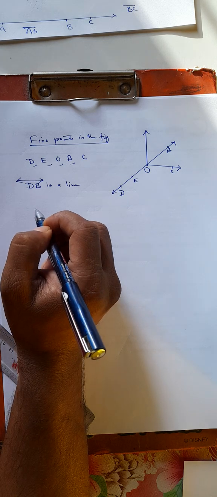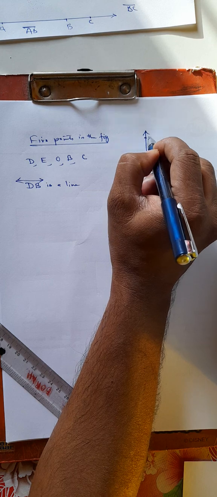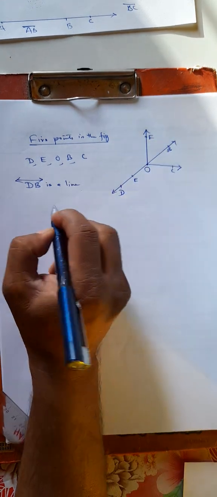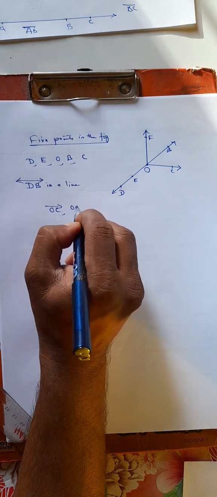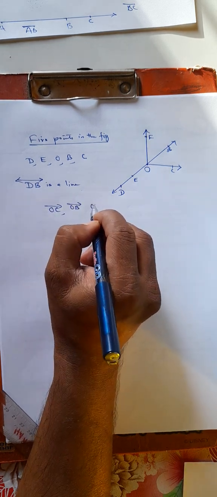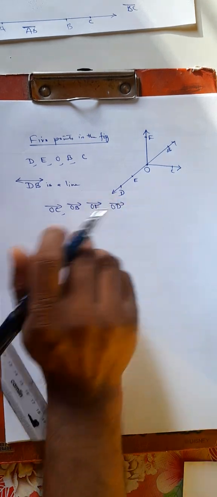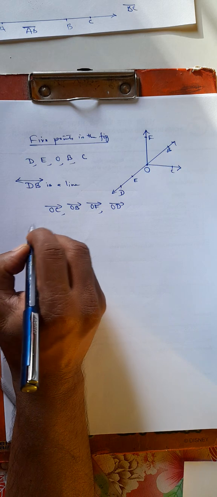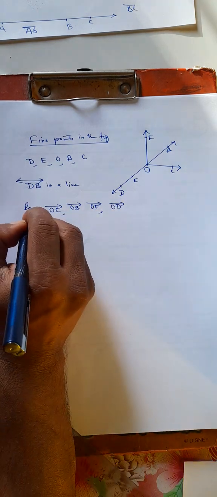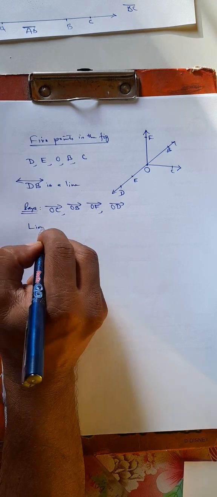Can you name 4 rays from this figure? Let us name this point, suppose, F. Can you name 4 rays here? Yes, one can be OC, it is 1 ray. OB is 1 ray. OF is 1 ray. Similarly, OD is another ray. So these are rays. Now, can you name five line segments from this figure?